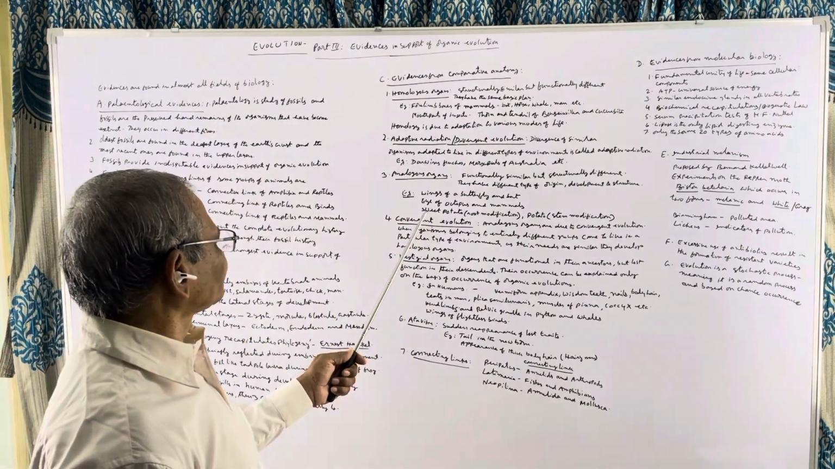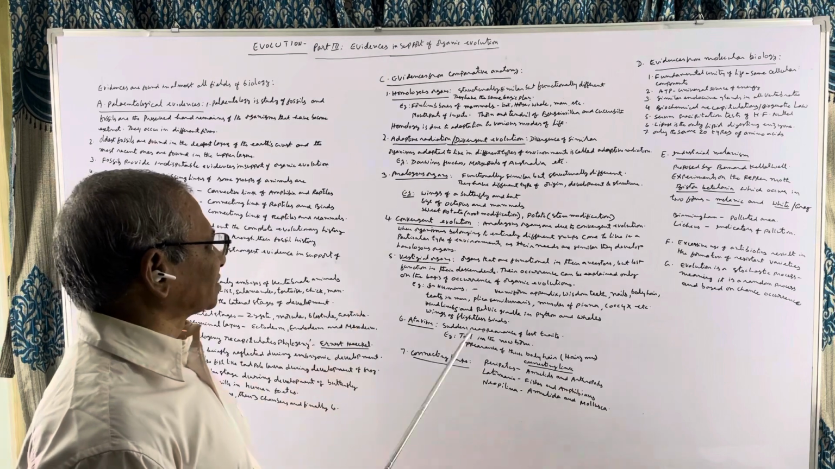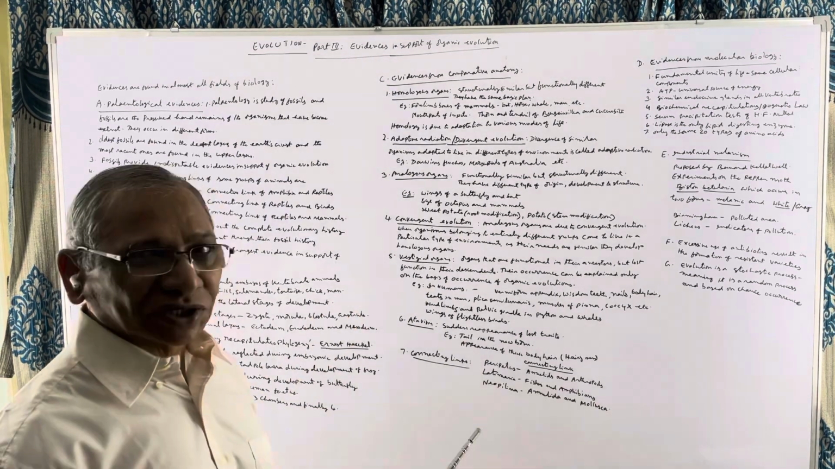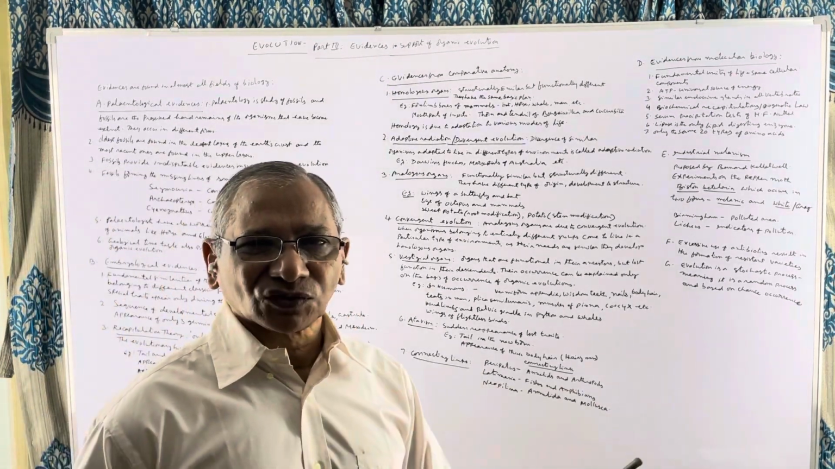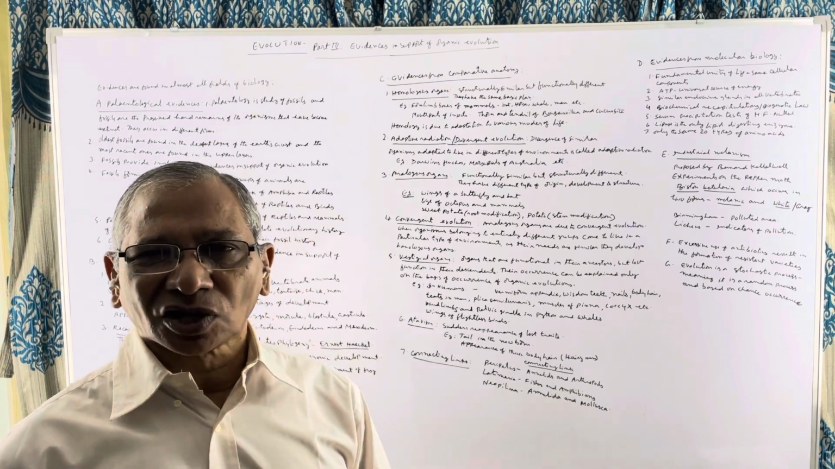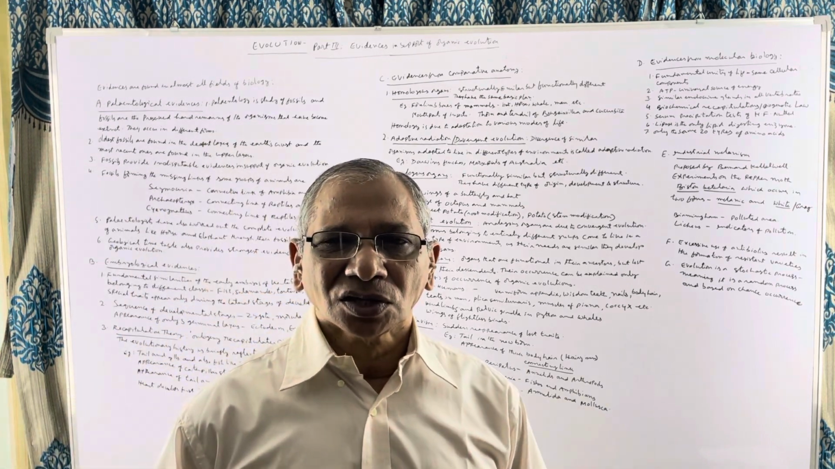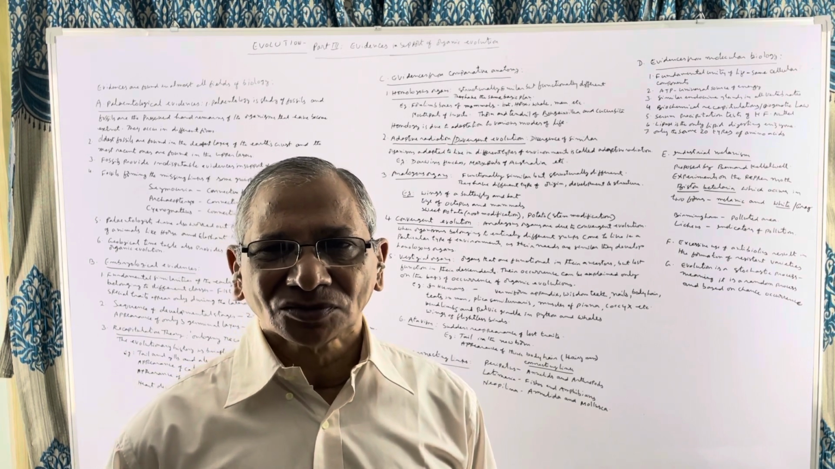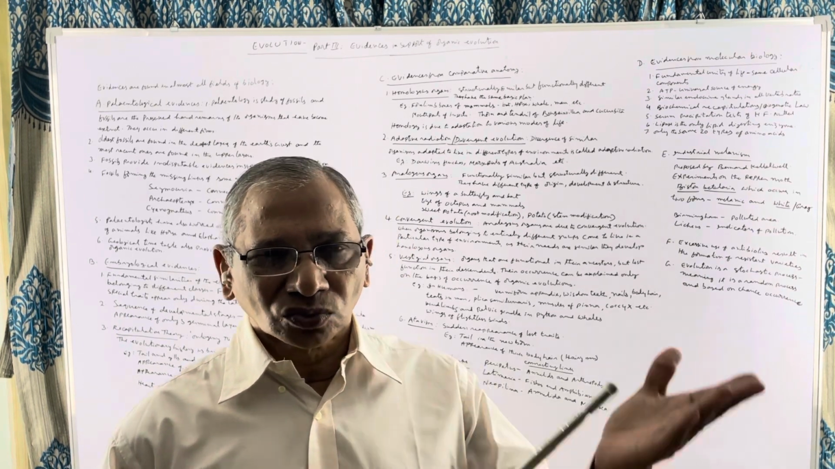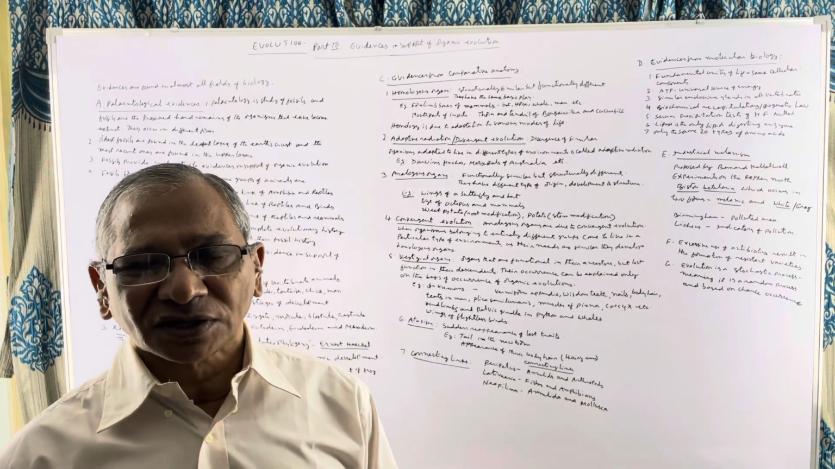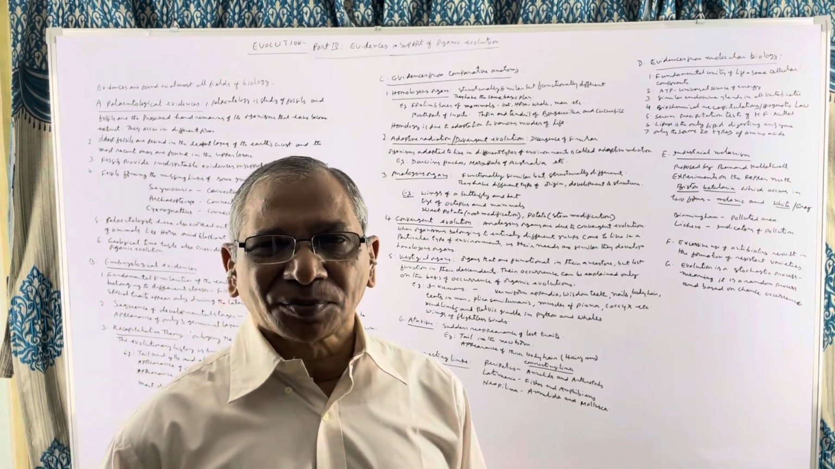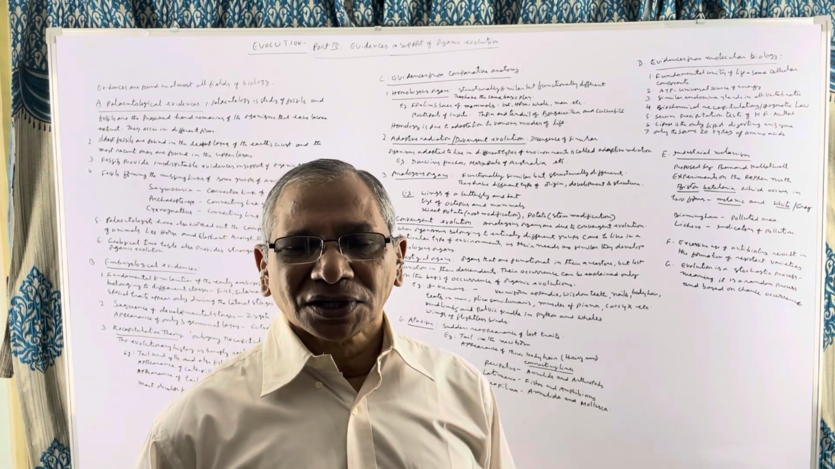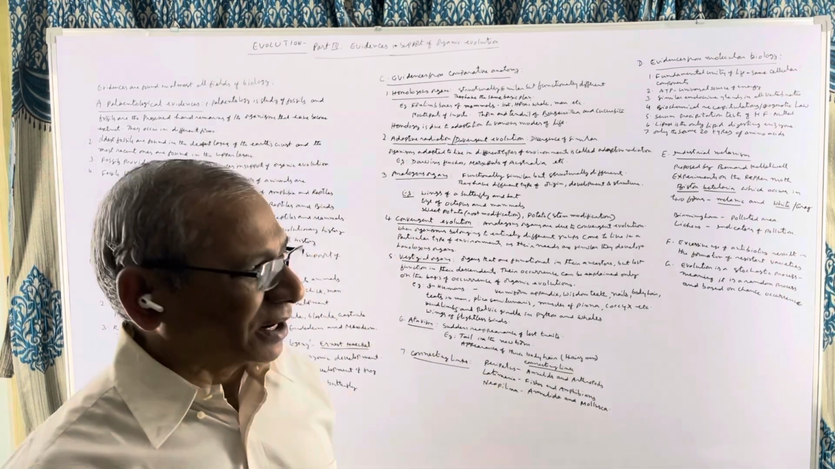Then, analogous organs appear due to convergent evolution. Convergent evolution means organisms of different types come to live in a similar type of environment. So, to fly, a wing is required. So, a wing has appeared in an insect and also a bird.